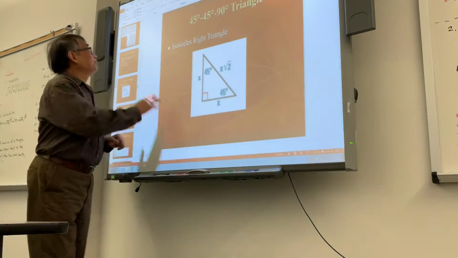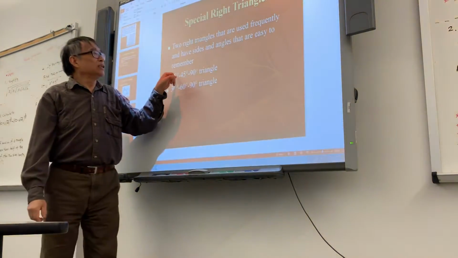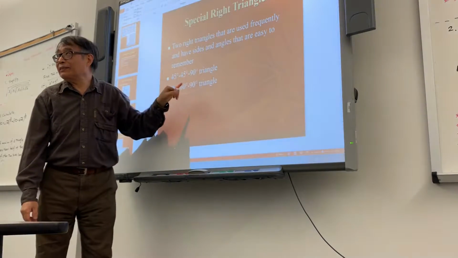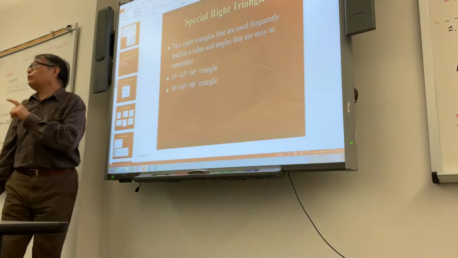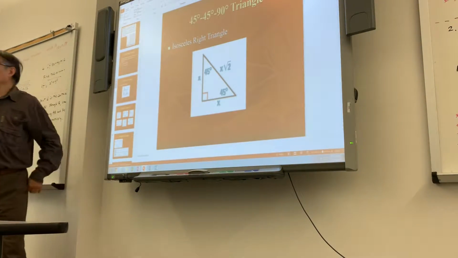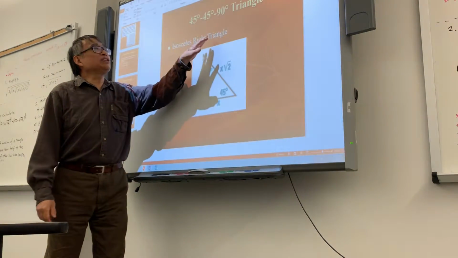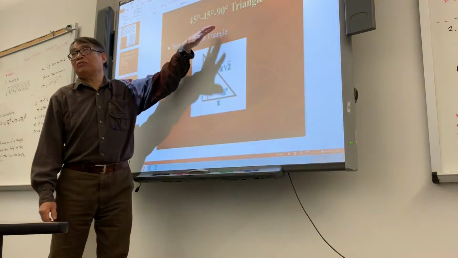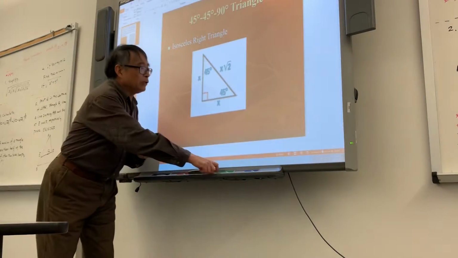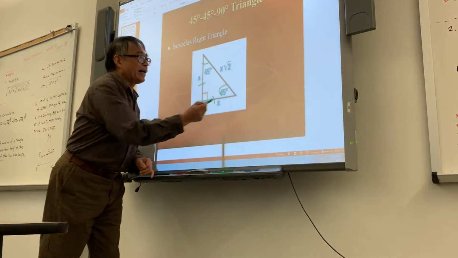Isosceles right triangle. We have special right triangles. The first one is 45, 45, 90. The second is 30, 60, 90. The first one is 45, 45, 90. Isosceles right triangle means 45, 45, 90 degrees. Those two sides are congruent. Those two angles are congruent.